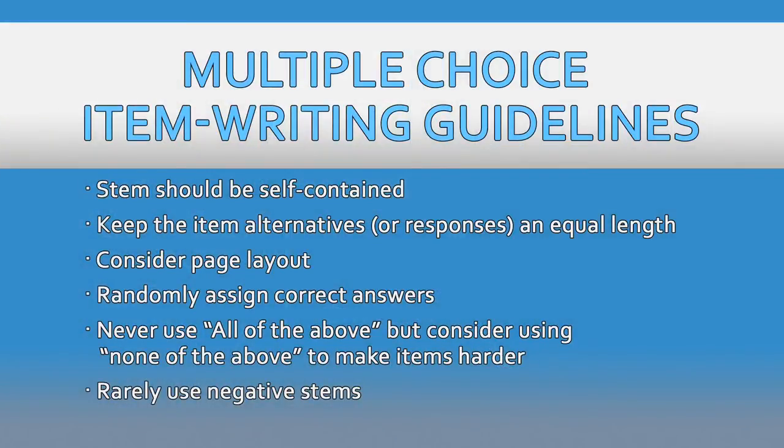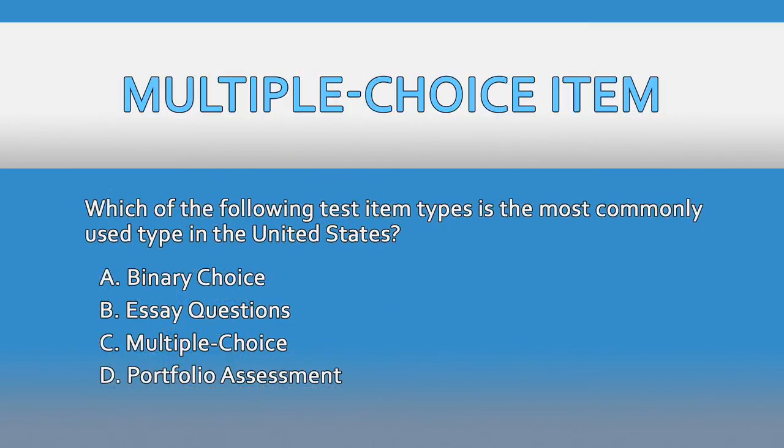In his textbook, Jim Popham gives a set of guidelines that are specific to making good multiple choice items. Again, I'm going to talk about these in the order that I find the most relevant in my own work. The first one concerns the stem. That's the beginning of this item. Which of the following test item types is the most commonly used type in the United States? Now, notice that that was a self-contained statement. Your test taker wouldn't have to go and look at the responses to figure out what they were being asked.